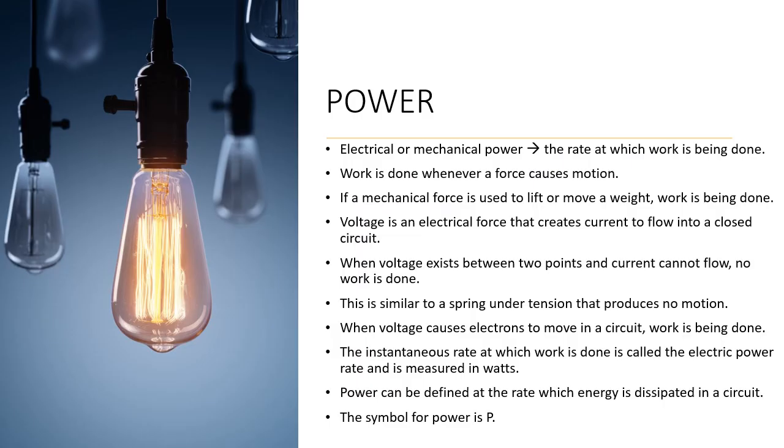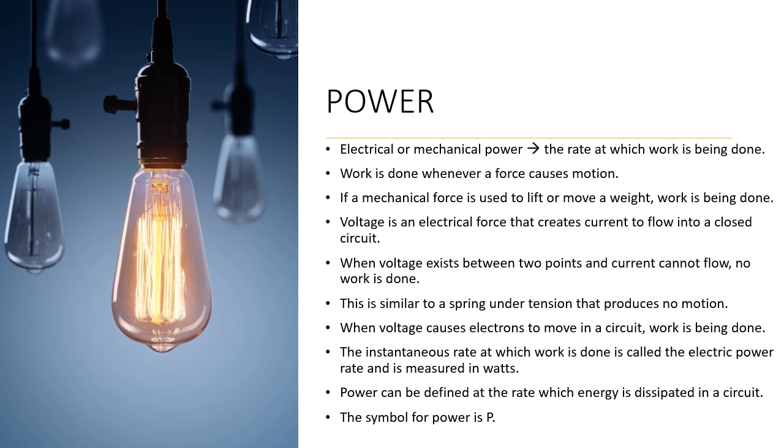Electrical or mechanical power relates to the rate at which work is being done. Work is done whenever a force causes motion. If a mechanical force is used to lift or move a weight, work is being done. However, force exerted without causing motion, such as the force of a compressed spring between two fixed objects, does not constitute work. Voltage is an electrical force that causes current to flow in a closed circuit. When voltage exists between 2 points and current cannot flow, no work is done. This is similar to a spring under tension that produces no motion.